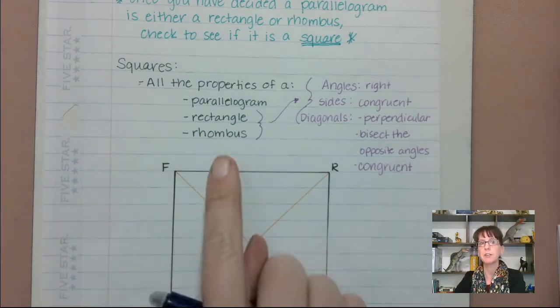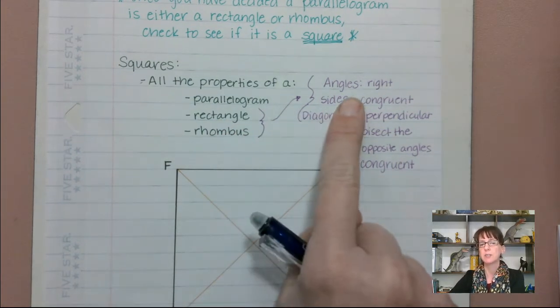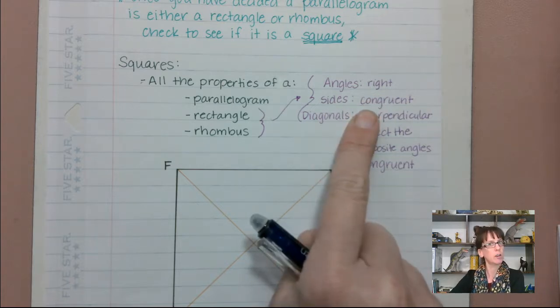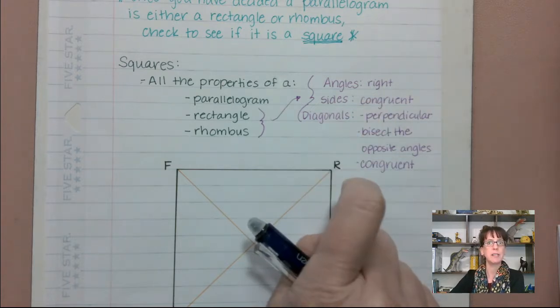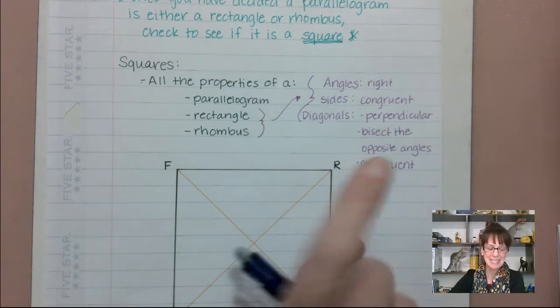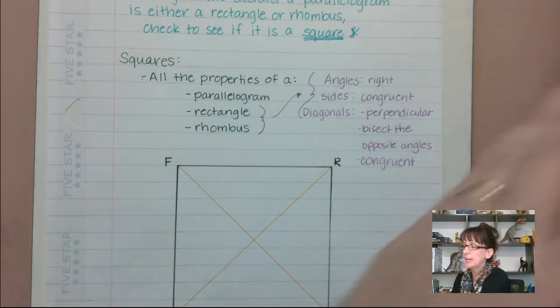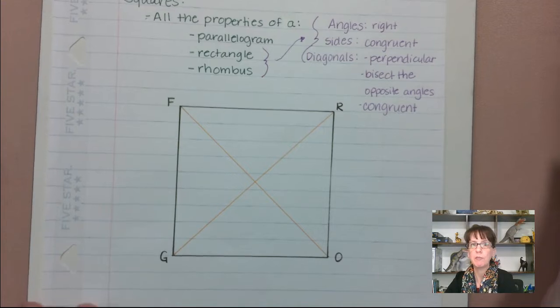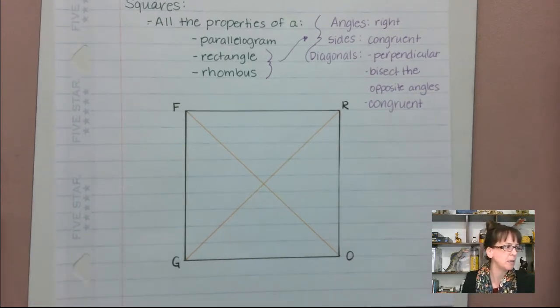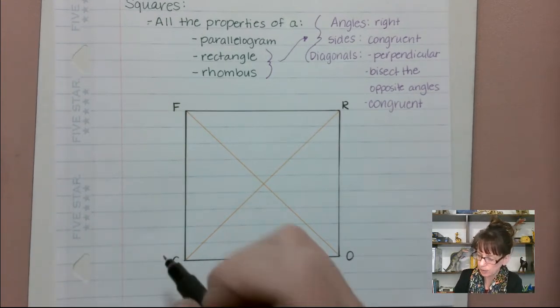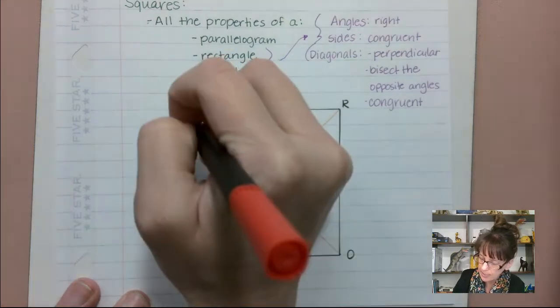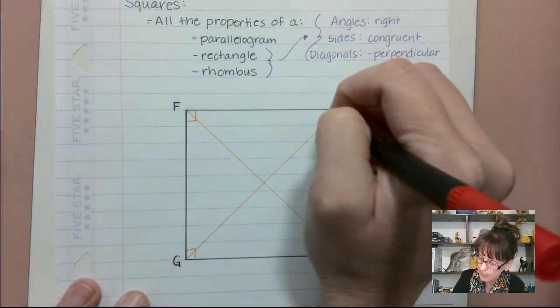Just as a friendly reminder for the rectangle and rhombus, the angles are going to be right angles. The sides are going to be congruent. The diagonals are going to be perpendicular, bisect the opposite angles, and they are going to be congruent. So maybe let's write all of this down so that you can see it in our example right here. Our angles are going to be right angles. So here's all our angles. These are going to be right angles right in here.